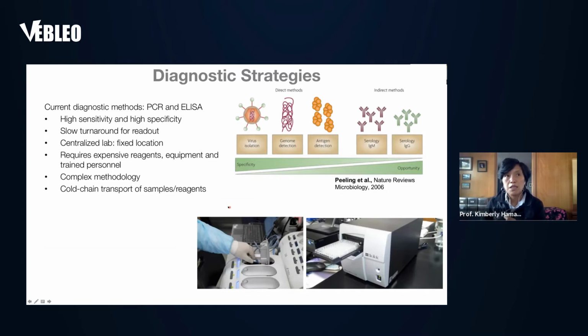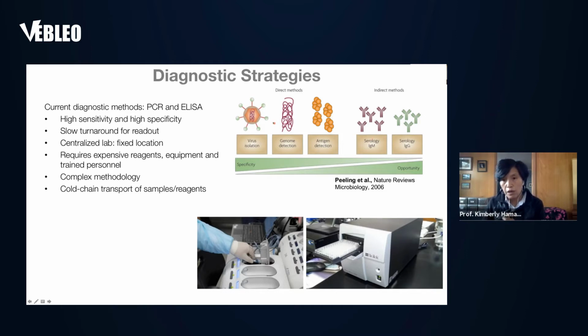However, they do have limitations in that they have a very slow turnaround for readout. So even in developed countries for COVID-19, like here in the States, sometimes you have to wait several days for a COVID-19 diagnostic result. And this is due to the fact that there's just a limitation in how many of these you can run. So these instruments need to be operated by trained personnel. They require special reagents. They have to be done in a centralized lab, so a fixed location. And there's also logistics in terms of supply chain management of their cold chain and the reagents. And these will either detect the virus itself, or in ELISA, it can detect antigens or the antibodies that are produced in response to them.